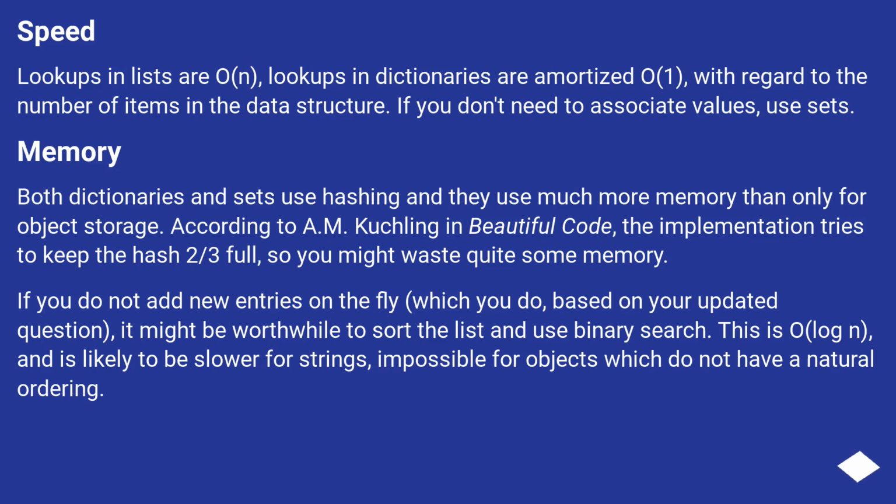Memory. Both dictionaries and sets use hashing, and they use much more memory than only for object storage. According to A.M. Kuchling in Beautiful Code, the implementation tries to keep the hash 2/3 full, so you might waste quite some memory. If you do not add new entries on the fly, which you do, based on your updated question, it might be worthwhile to sort the list and use binary search. This is O(log n), and is likely to be slower for strings, impossible for objects which do not have a natural ordering.